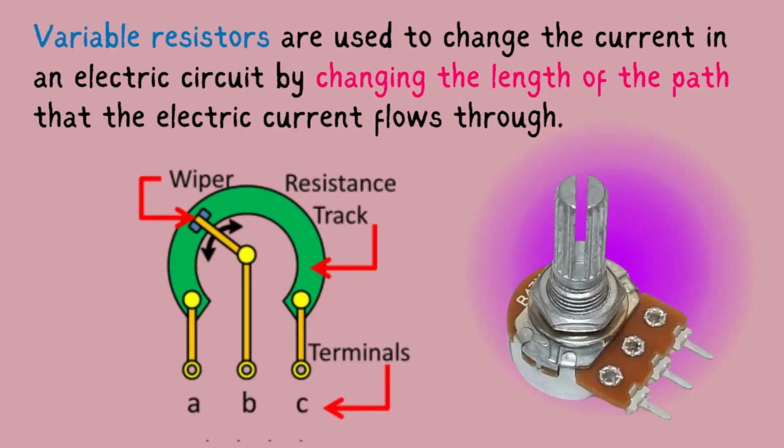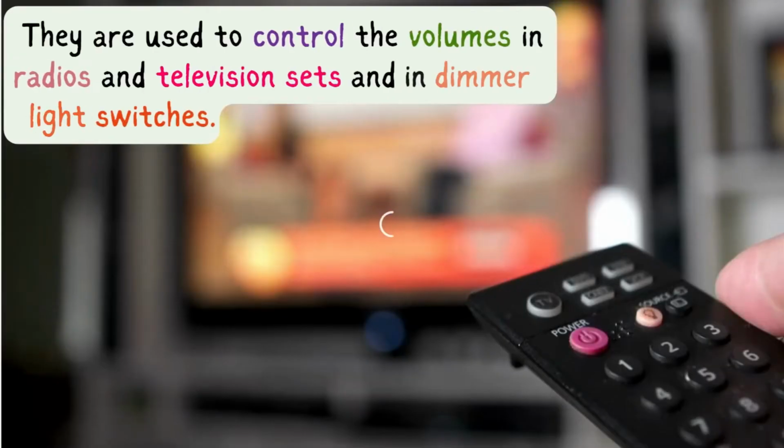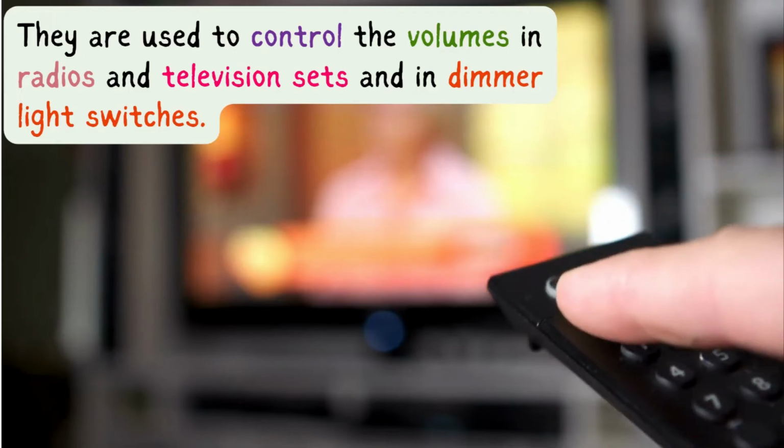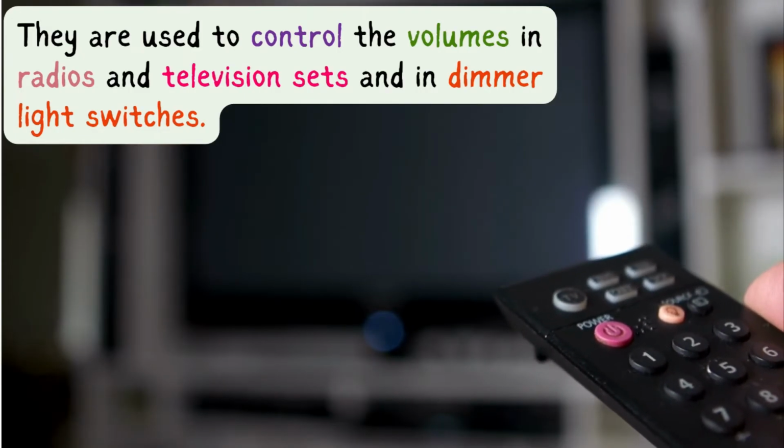Variable resistors are used to change the current in an electric circuit by changing the length of the path that the current flows through. In circuit drawings, the symbol below is used to represent variable resistors. They are used to control the volumes in radios and television sets and in dimmer light switches.